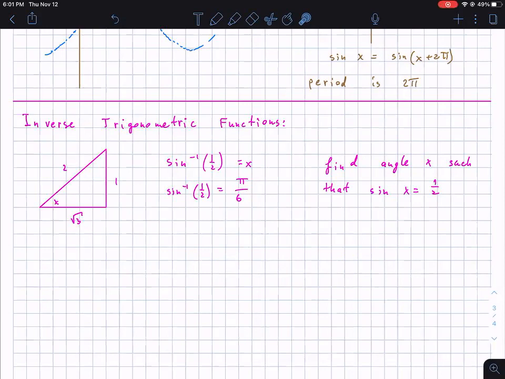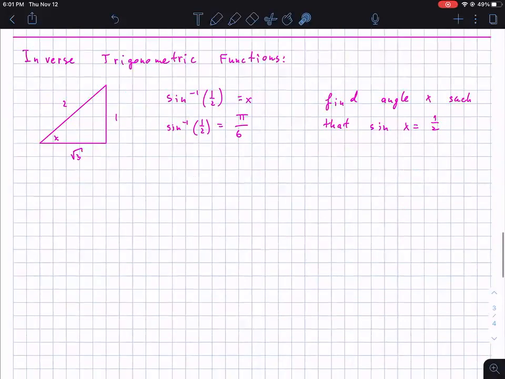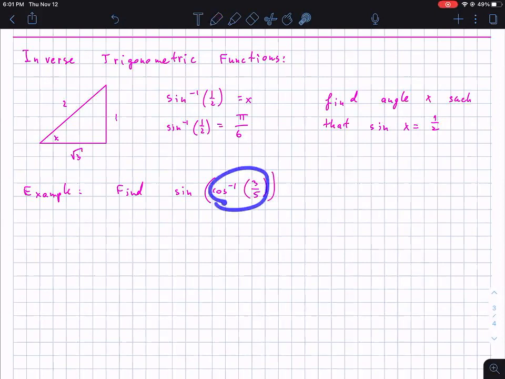What you can do though is find trigonometric functions of inverse trigonometric functions. Here's an example. Let's say you want to find sine of cosine inverse of, let's say, 3/5, right? What this says is that this is some angle, right? So you have a right triangle here, like this. So let me make it to scale.